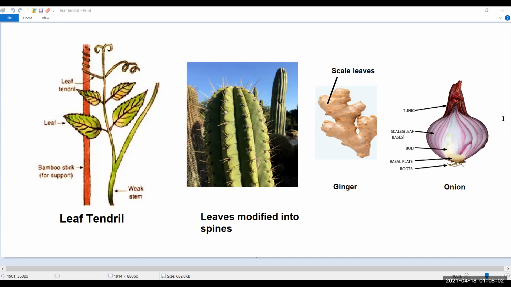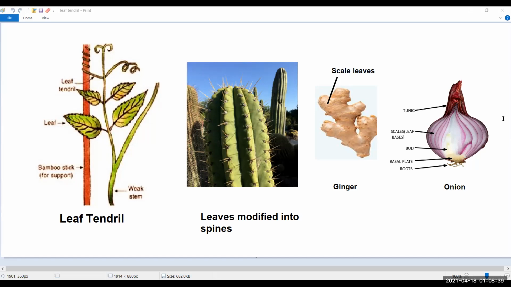Next modification is spines. Spines protect the plant from grazing animals. Also, spines help in conservation of water in desert plants like cactus. In cactus, the leaves are modified into spines to avoid loss of water by transpiration.